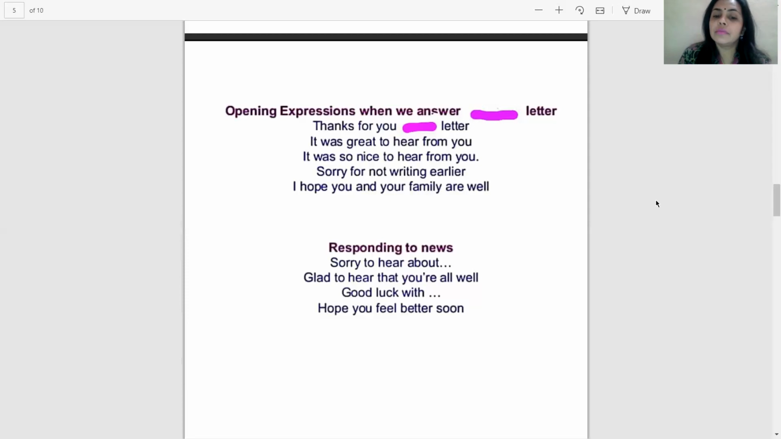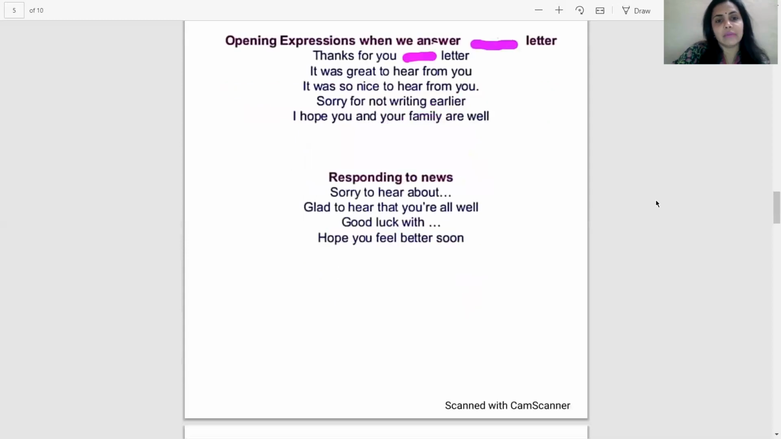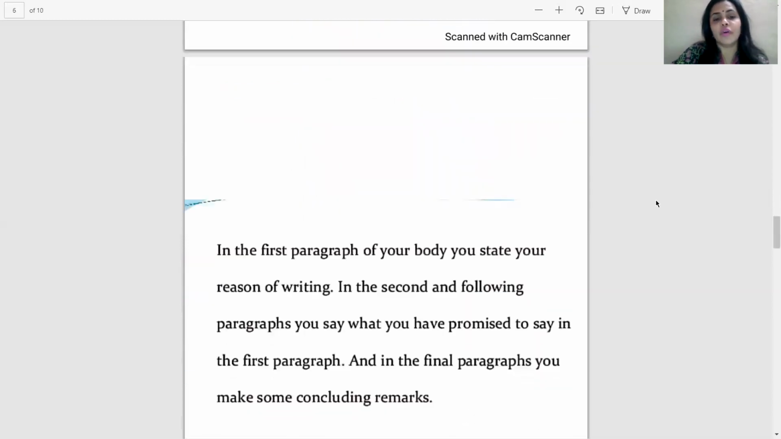Hope you will be better soon. If you know that the letter you have received is from any of your family, friends or relatives, then for sure you know that maybe somebody is not keeping well. So you may add this particular phrase as well. So these are some of the expressions which you can use for opening.